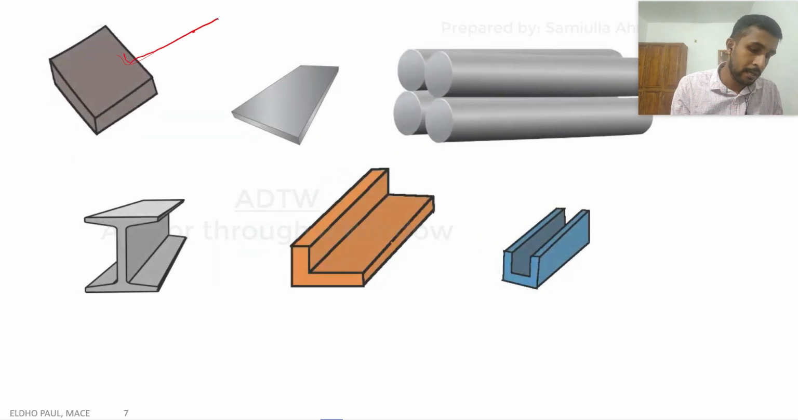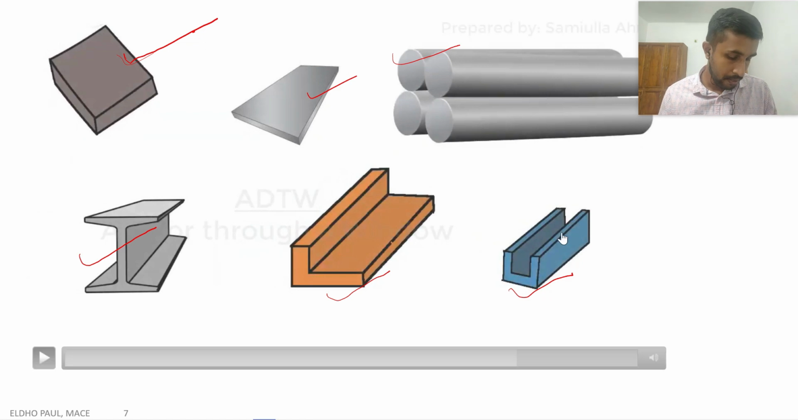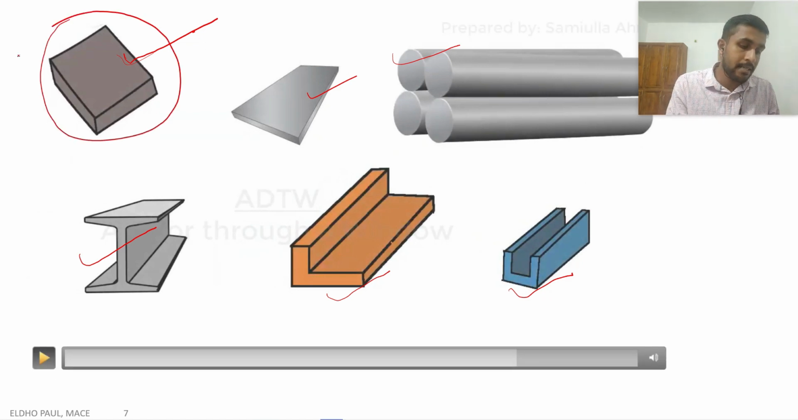This is a plate, and this is a slab-type material, and we can make cylindrical products also using the rolling process. This type of I section, which can be a structural member, can also be developed using rolling, and this type of L-shaped and C-shaped structural members can also be made using rolling. So it's not only for making flat surfaces, we can make any complex cross-sectional members using the rolling process.